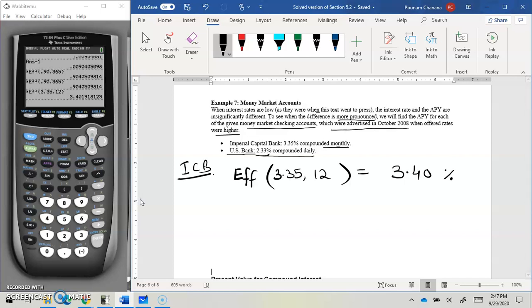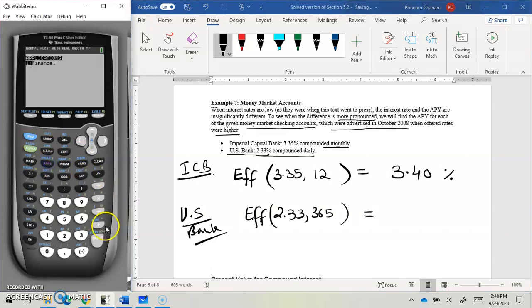So 3.35 is the actual rate, and the effective rate is 3.40%. Now let's talk about US Bank. Their effective rate should be EFF at 2.33 comma, compounded daily, so this number is 365. Let's try that. Apps, Finance, go down the list to EFF, 2.33 comma 365.